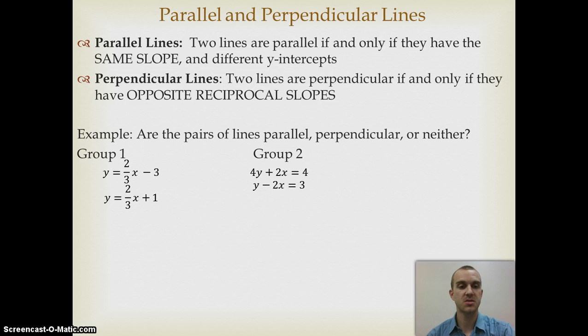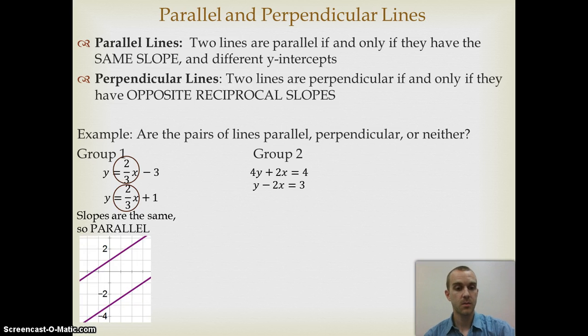So say I want to look at these two different sets of equations, and I want to say, well, which ones are parallel, perpendicular, or maybe they're neither. So this first group, I'm already in slope-intercept form for both of these equations. So I'm going to look at my slope. 2/3 x, 2/3 x, they're identical, and my y-intercepts are different, so that means these lines are parallel. If I graphed them, I could see that they are staying a constant distance apart.